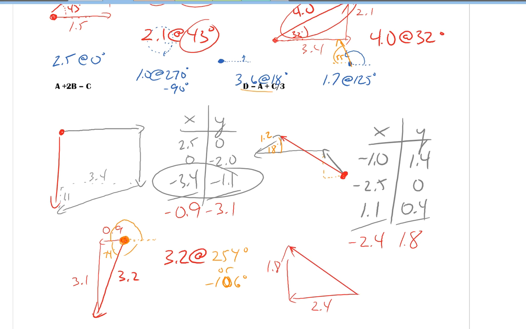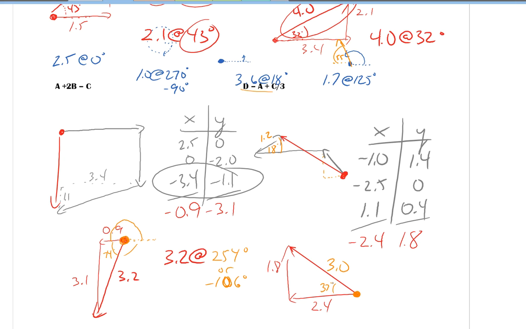Okay, so now let's find out the answer, so to speak. We can square the 2.4, add that to the 1.8 squared, and then use Pythagoras to find the hypotenuse, which is around 3. Then I'm going to solve for this angle right here. I like to solve for my angle from the resultant to the closest x-axis. I'm going to solve for that one right there, which is less than 45 degrees. I can tell that already. It's around 37 degrees.